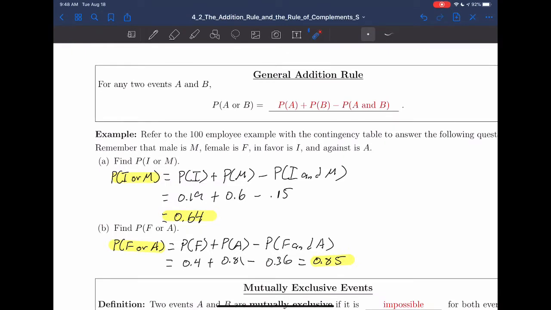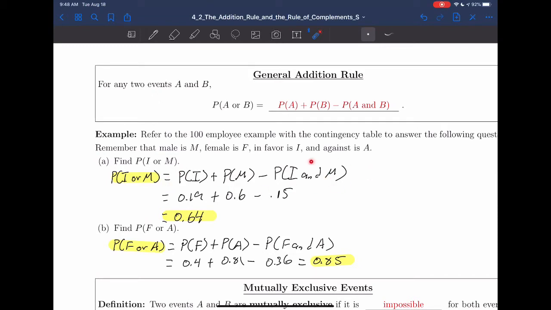So just a little bit of review. If we pick a random person from the 100 employees, and we want to know the probability of that person being in favor of the policy or being a male, we have to use the general addition rule, which is just the probability of a person being in favor plus the probability of the person being a male minus the probability of that person being in favor and a male.